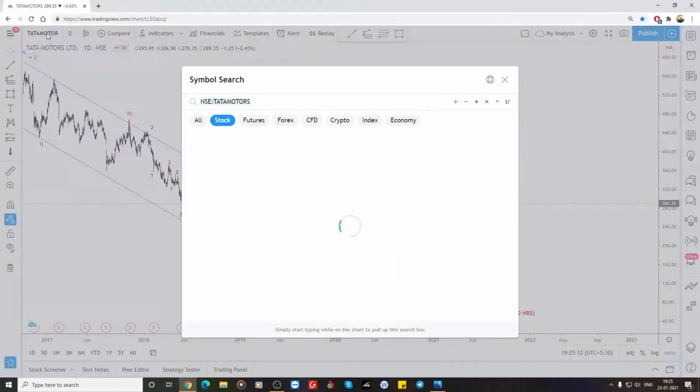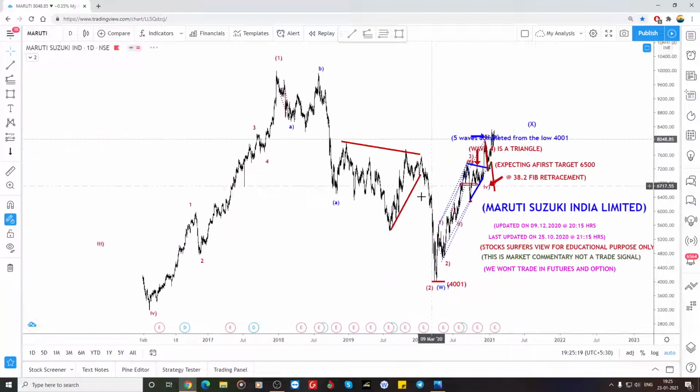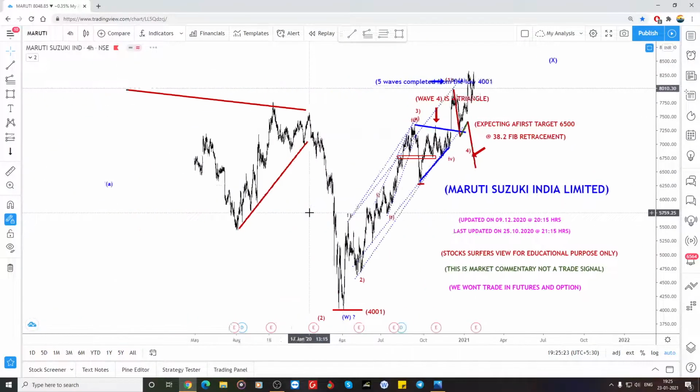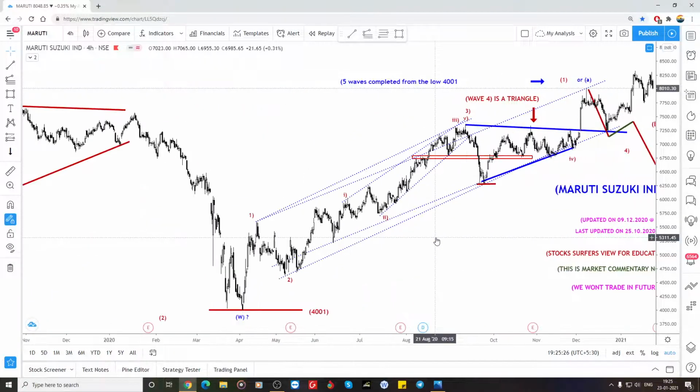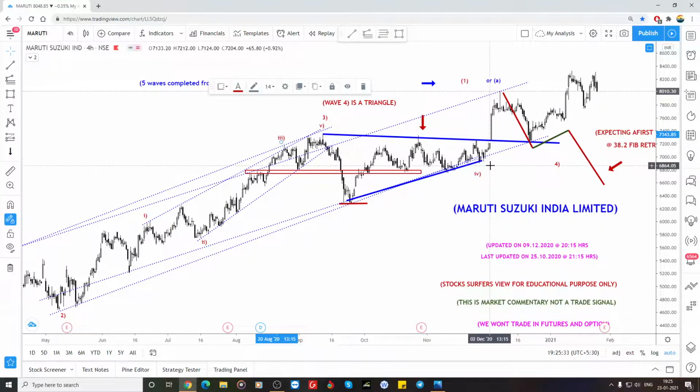So next we will move on to Maruti. See, Maruti also, in the previous one I thought this is a wave 1, 2, 3, 4, 5 that got completed. I did it like this. So this is the third, this is the fourth and fifth. Exactly, we got rejected. After that it bounced back again.